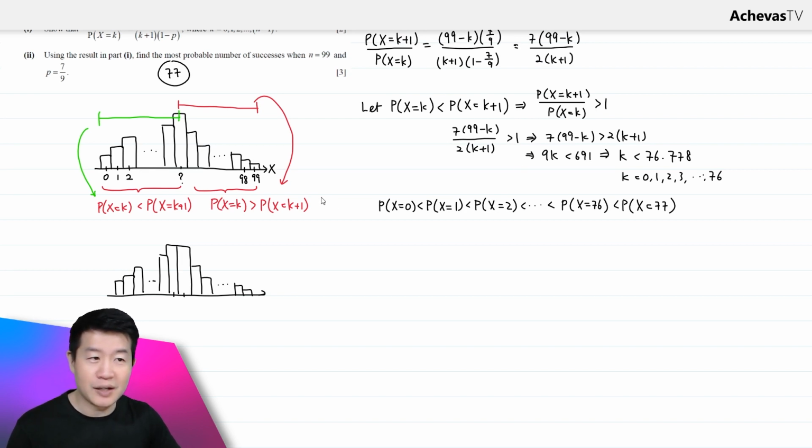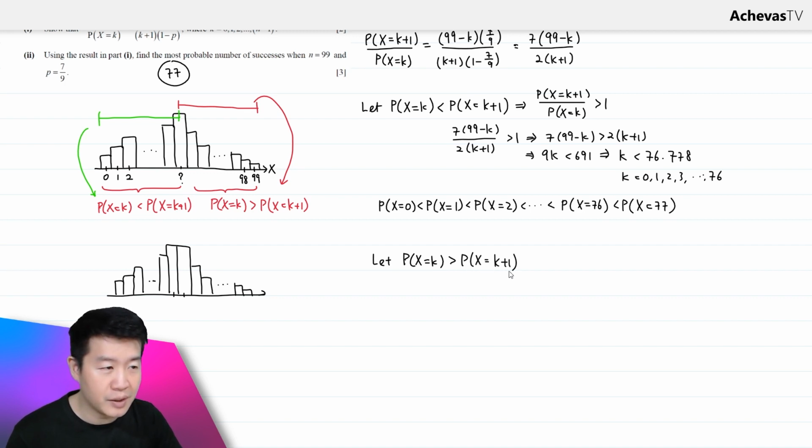Let's just do the other side first, as practice. For the other side, we let probability that x is equal to k be bigger than probability that x is equal to k plus 1, correct? Because this probability is bigger than the next probability, this tells me that the probability of x equal to k plus 1 divided by the probability that x is equal to k is less than 1, which means that 7 of 99 minus k divided by 2 times k plus 1 is less than 1.